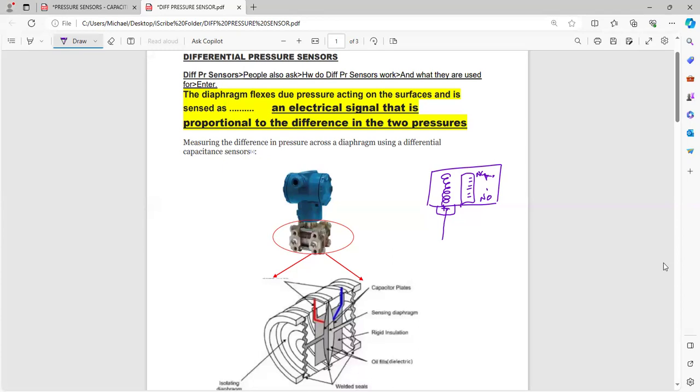So we'll see this differential pressure transmitter in the form of a differential pressure sensor. What you're going to be using here are two capacitors.